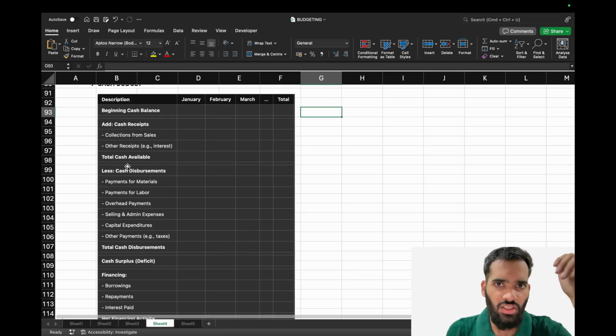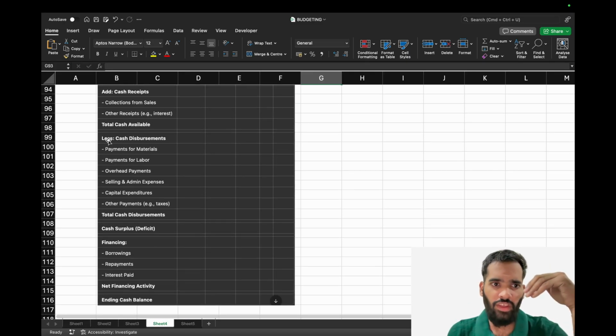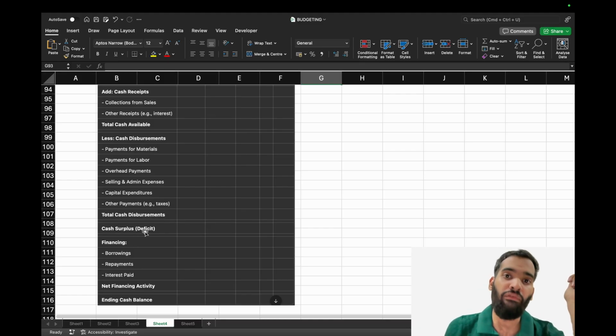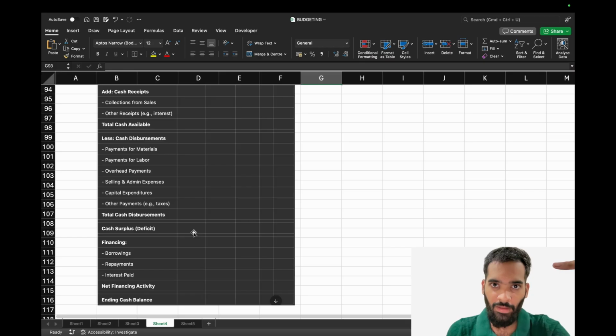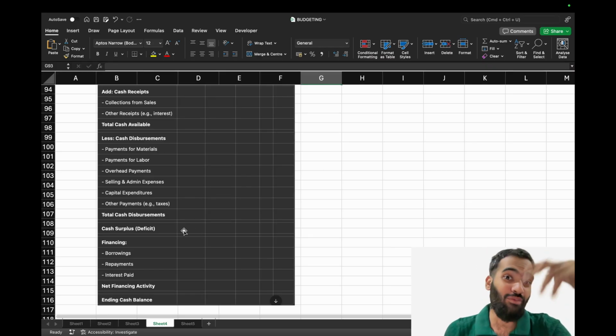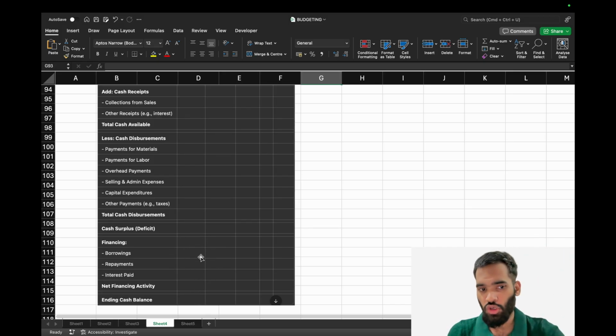When you're memorizing the format, just memorize it this way: beginning cash balance, add all of the cash receipts, means receiving of money, minus all of the cash payments, and then you get the cash surplus or deficit. Means if it's a positive number, that means you have more money than you spend. If you have a deficit, that means you spend more money than you have. And then you do like these things. Ignore these things for now. When we solve a question, I'll show you how to do this part. And then we have the ending cash balance, how much money we have at the end of the month.